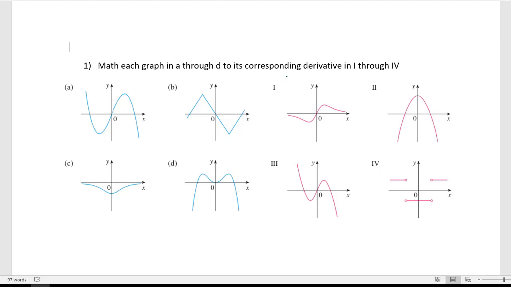So here's what the instructions say. The instructions say the graphs of A through D are given. And these are the functions. So this is some function f of x, and somewhere over here in the Roman numerals is its derivative. So again, letter B is a function f of x, and somewhere over here in the Roman numerals is its derivative. So the derivative is in the Roman numerals. So pause the video for a moment and see if you can match which function goes with which derivative.